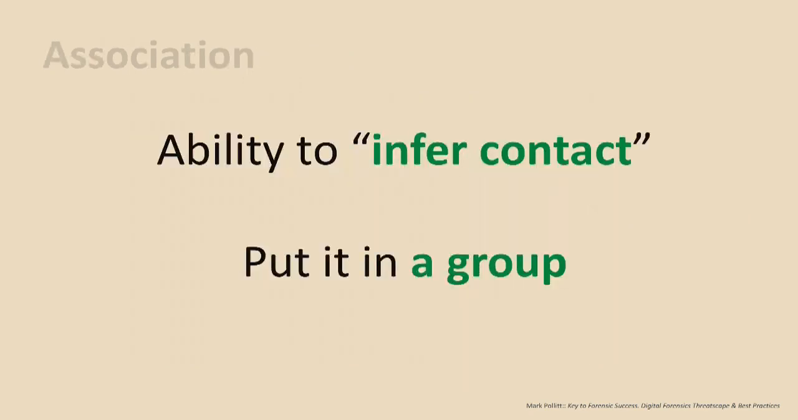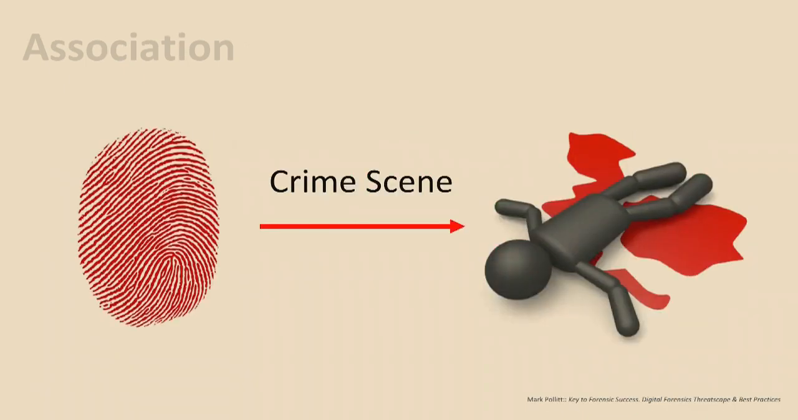Now, association. What that means is the ability to infer contact. Put that into that kind of group. To infer contact. So, one example here in the analog or the real world would be at a crime scene. You've got a bloody fingerprint. You want to be able to tie that suspect to that scene, so that fingerprint is able to identify that specific person, and through that print, tie them to that scene.